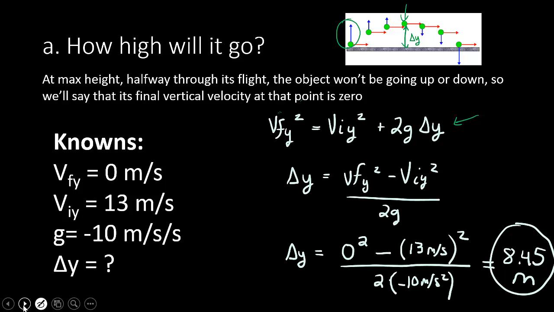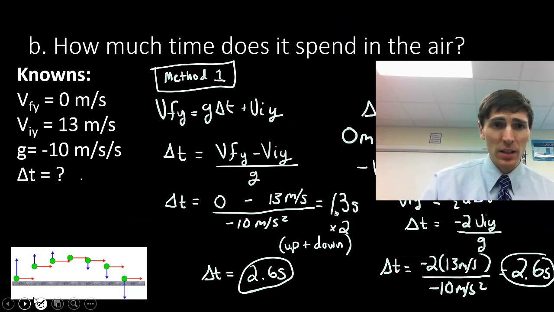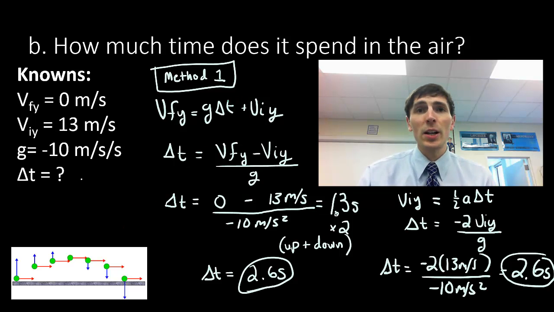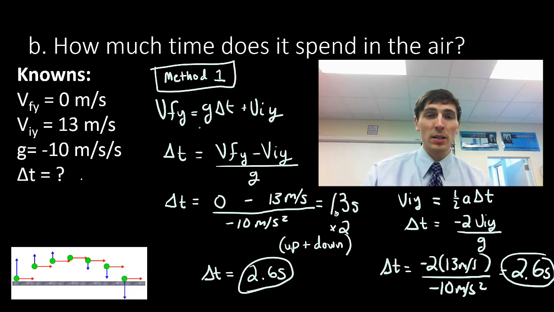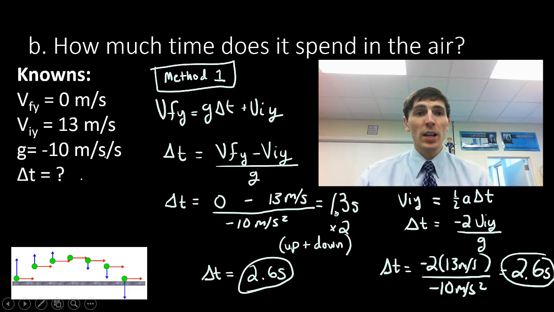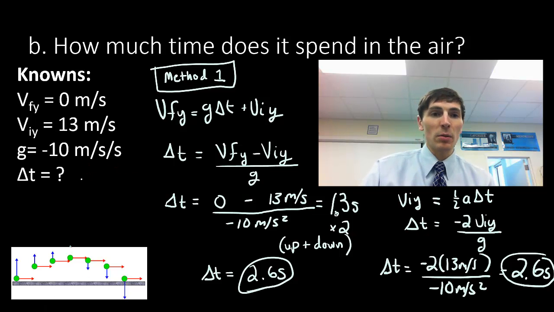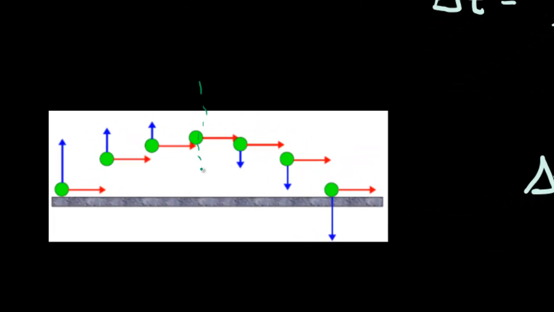It's vertical. So the next question is asking, how much time does it spend in the air? Now there's a couple different ways to do this, and I'm going to show you each way. First thing we can do is break up the problem into the two halves. If I look at the problem, I notice that there's the way up, there's the way down. And because we have our friend symmetry, what happens on the way up is going to happen on the way down, only a little different.